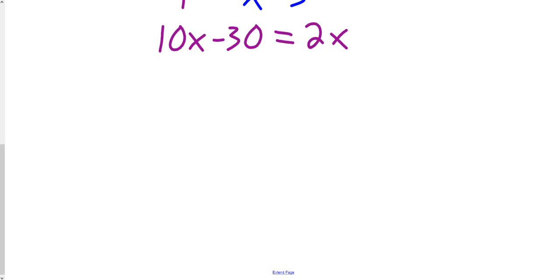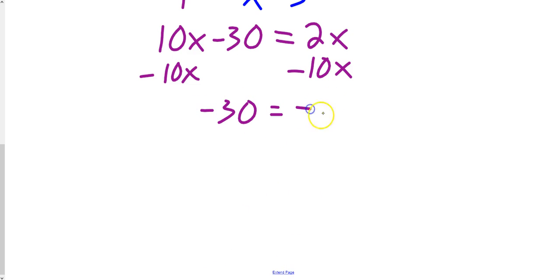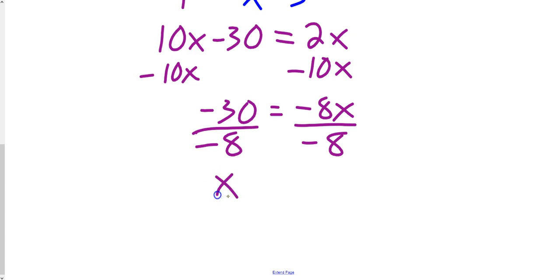Okay? And now you can solve that. Pretty straightforward. So I'm going to go ahead and bring the 10x over to the 2x. So I'm going to subtract 10x minus 10x. That gives me negative 30 equal to a negative 8x. And last but not least, divide by negative 8.